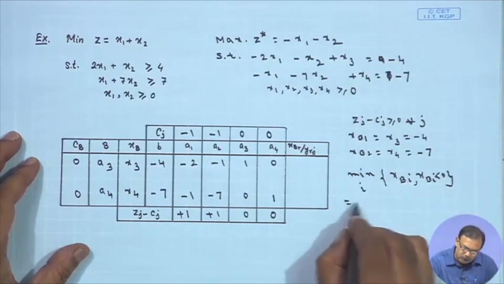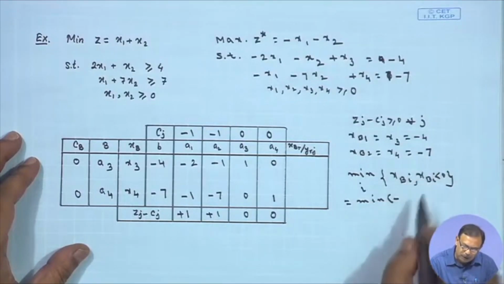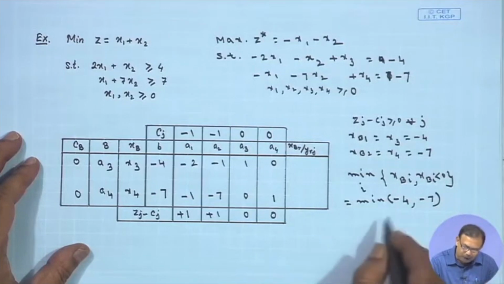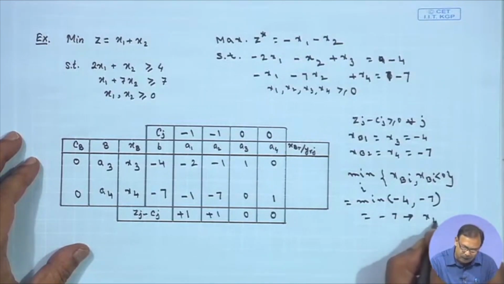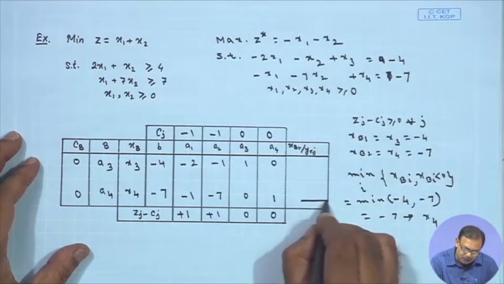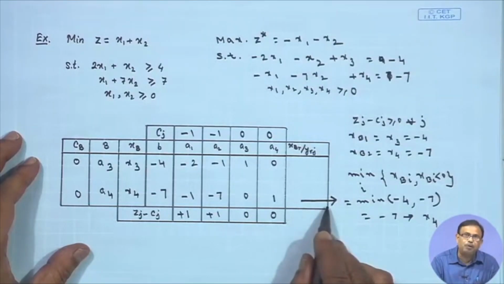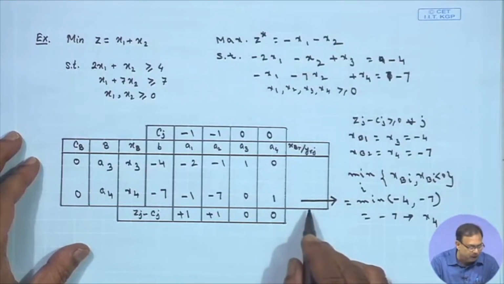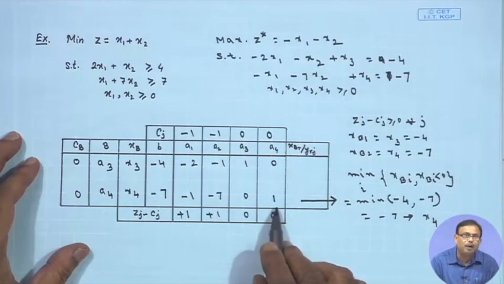So, this is the minimum of minus 4, since x b 1 is minus 4 and x b 2 is minus 7. So, this is minus 7. This is happening for which variable? For x 4. So, your departing variable is x 4 here. Like this way we calculate the departing variable. So, x 4 will leave the solution.